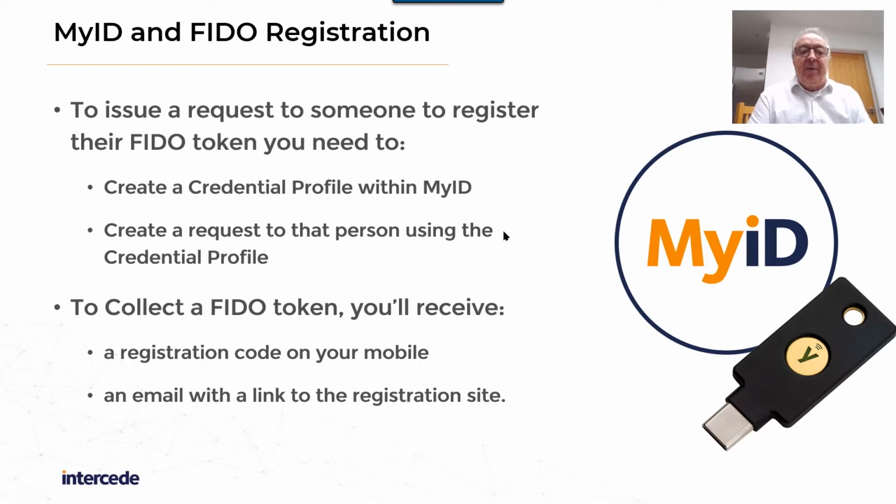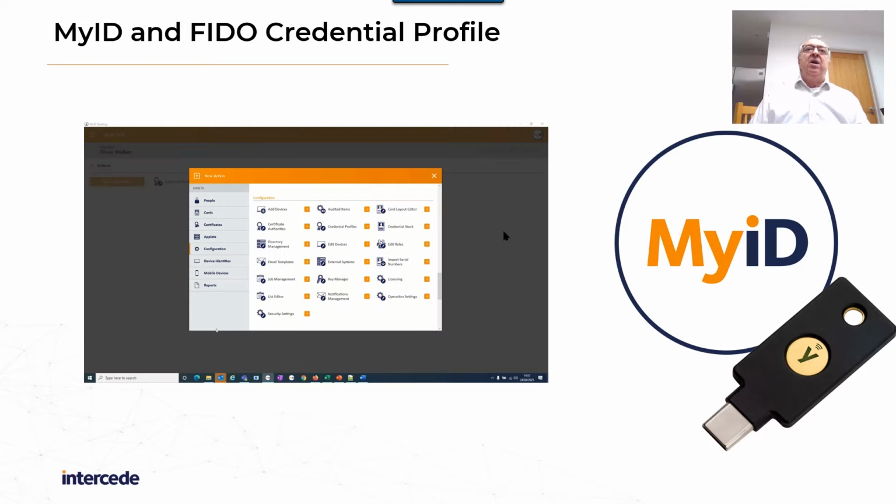So an operator would typically issue a request to someone to register their FIDO token that they've been sent, maybe a new hire or someone like that. And then once that request is done, from the operator's point of view, we'll collect the token. So the end user will collect his token. He'll receive a registration code, a one-time password basically, on his mobile, and then also they'll get an email link which will have a link to the registration site to register the token. So we'll have a look at all that. And first, let's have a look at the idea of a credential profile in MyID.